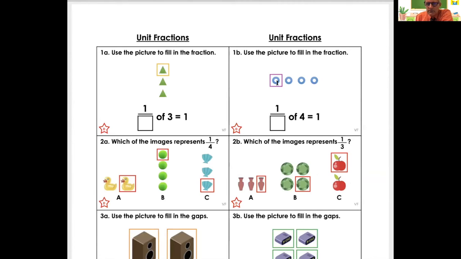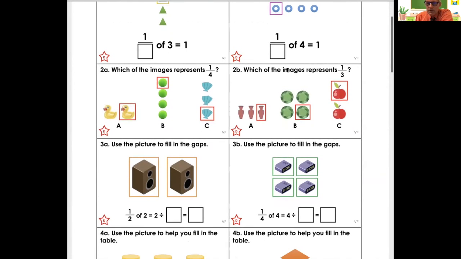Use a picture below. 1, 2, 3, 4. So 1 out of 4 equals 1. Which of the images represent 1 out of a total of 3? That one is 1 out of 3. That's 1 out of 4. And that's 1 out of 2. That's wrong.